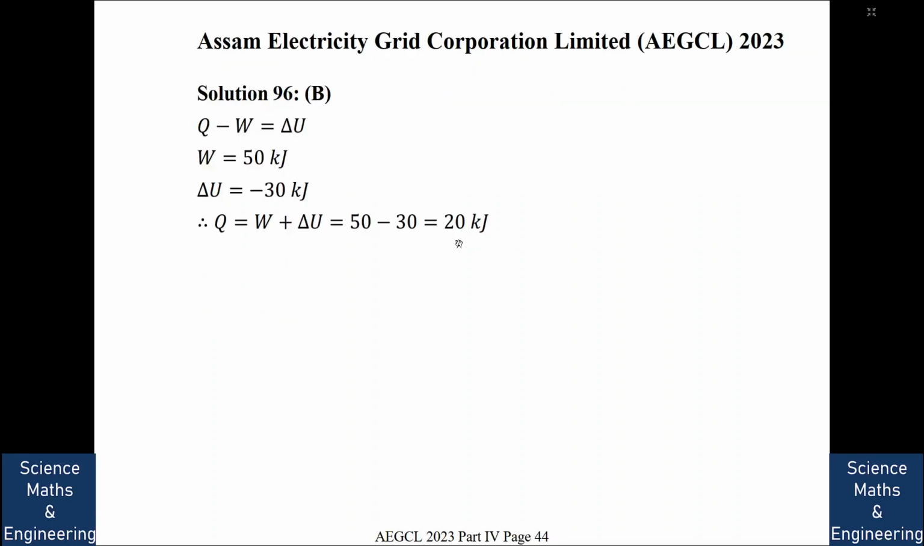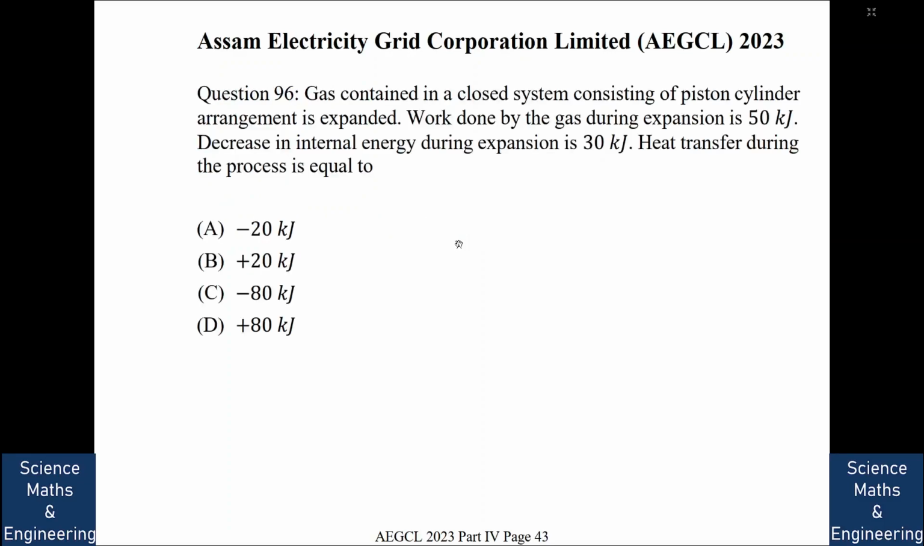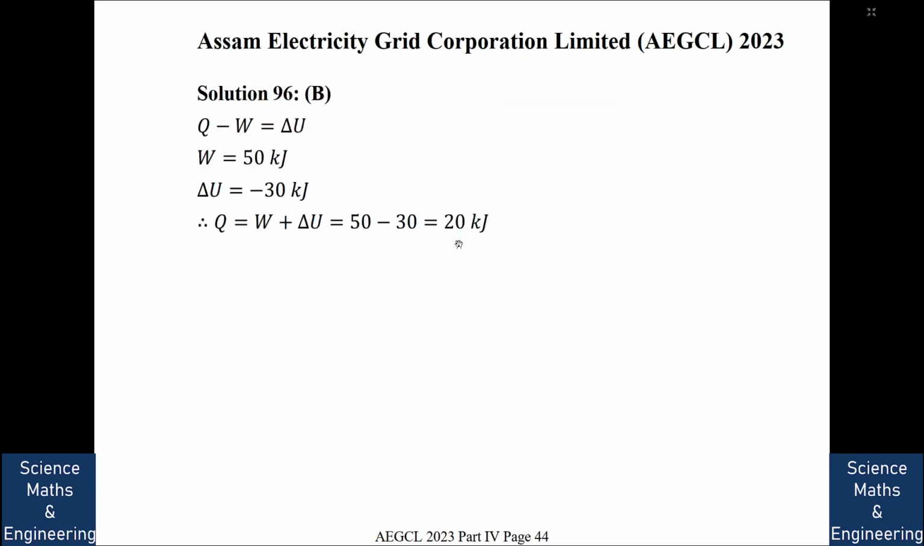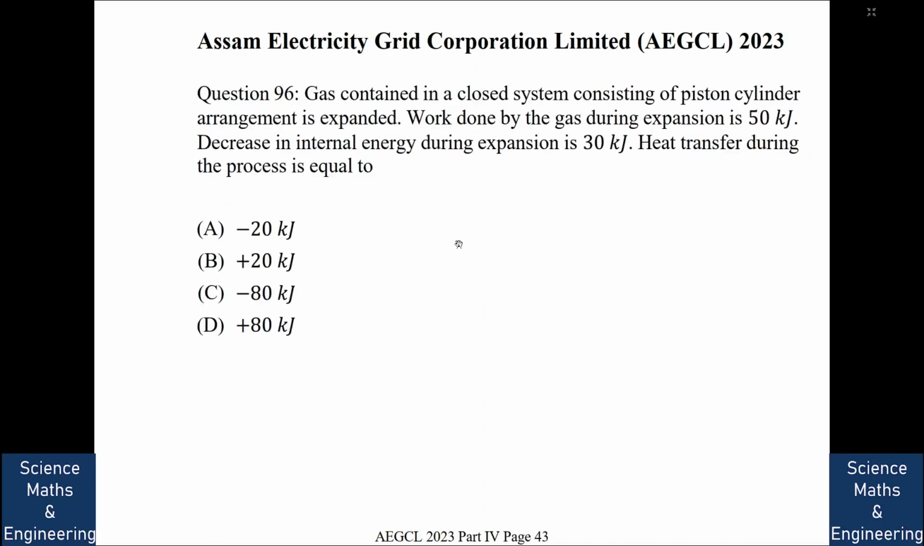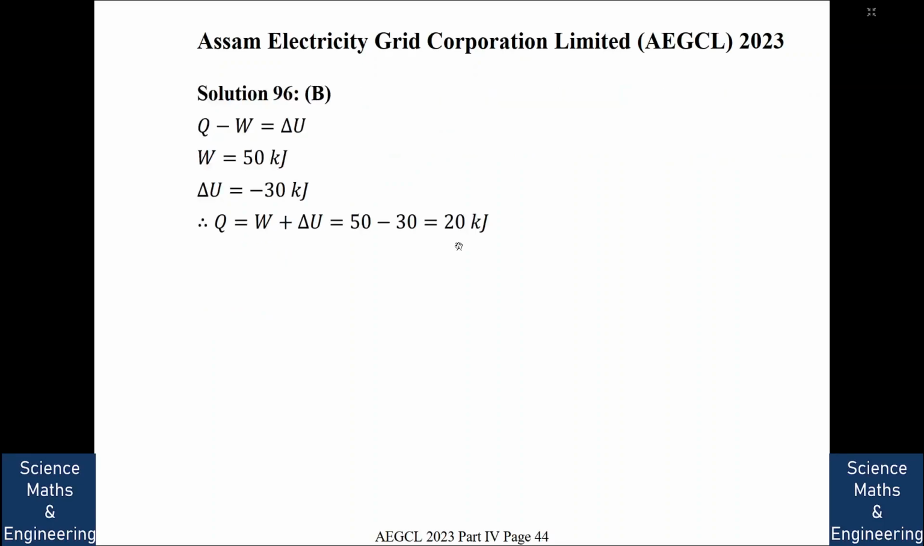From the first law of thermodynamics we have Q minus W equals delta U. Now W: it is expanded, so it is positive. So W is positive 50 kilojoule. Now what is delta U? Decrease in the internal energy is 30 kilojoule, so delta U would be minus 30 kilojoule. Now Q equals W plus delta U, so it would be 20 kilojoule.